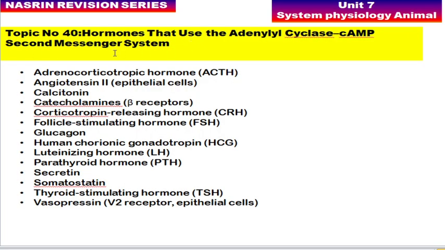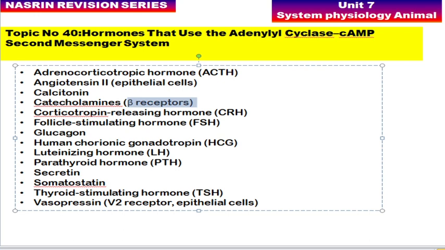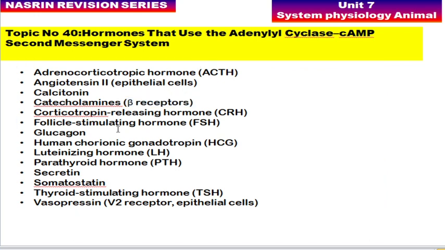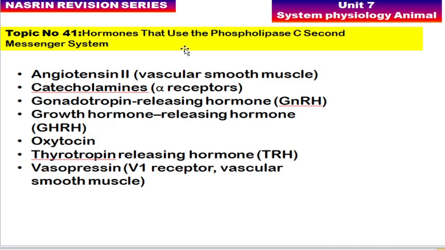Next, the hormones that use adenylyl cyclase as their second messenger. This includes adrenocorticotropic hormone, angiotensin 2, which acts on epithelial cells, calcitonin, catecholamine beta receptor, corticotropin releasing hormone, FSH, glucagon, human chorionic gonadotropin, luteinizing hormone, parathyroid hormone, secretin, somatostatin, TSH, and vasopressin, that is the vasopressin V2 receptor, which is present on epithelial cells. All these hormones use the adenylyl cyclase-cAMP second messenger system.